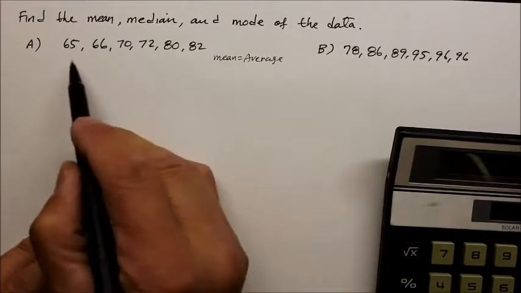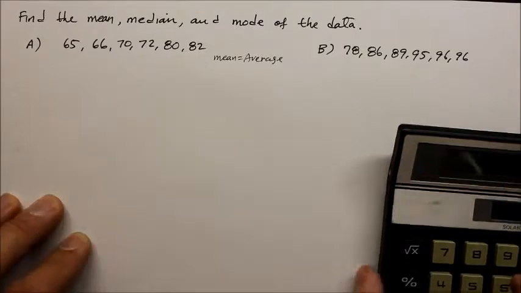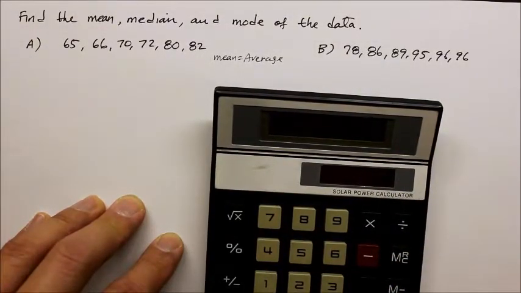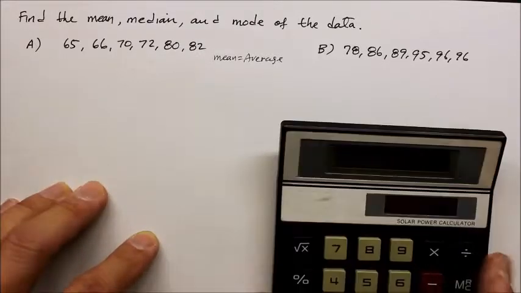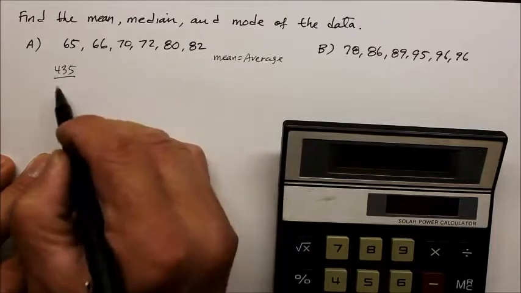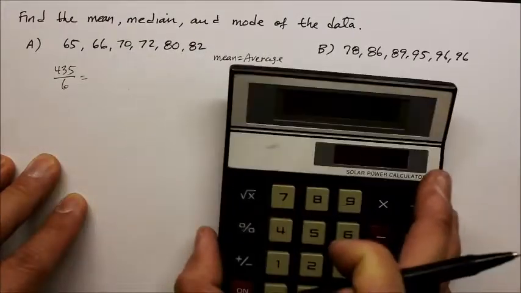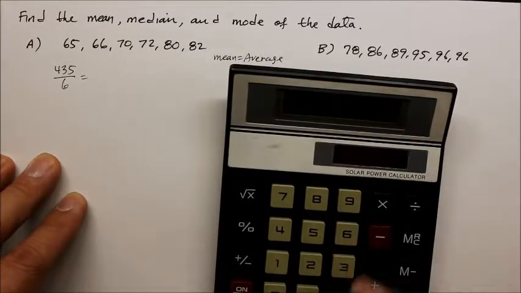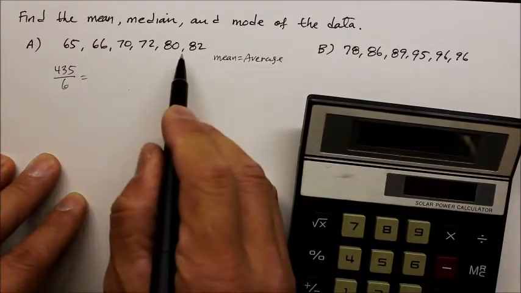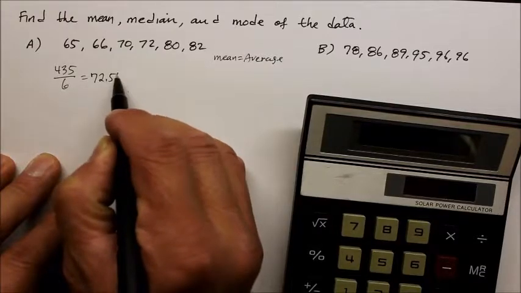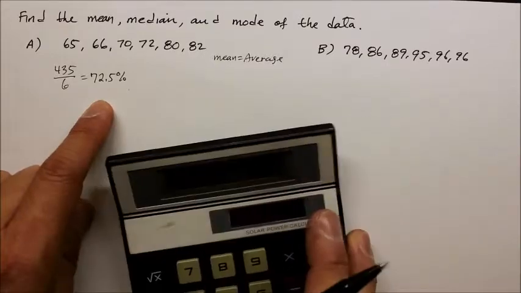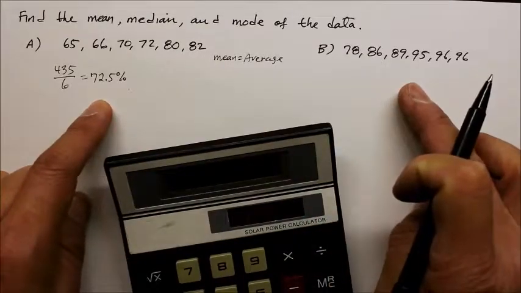To find the average, we add up all the numbers together. And that gives me 435 divided by a total of 6 numbers. So 435 divided by 6 numbers. So our average number for these kids is 72.5%. Not too bad.